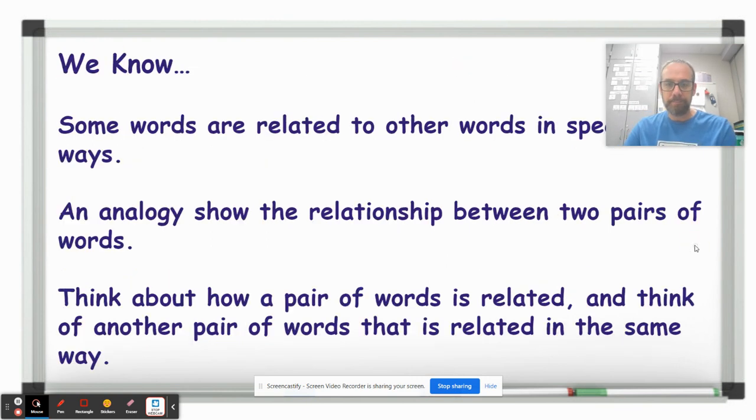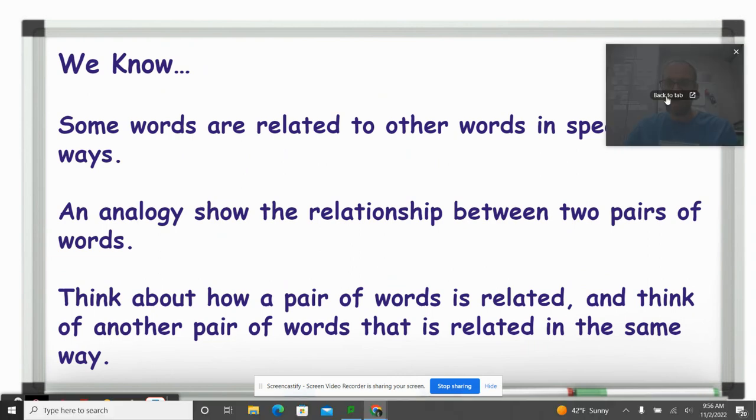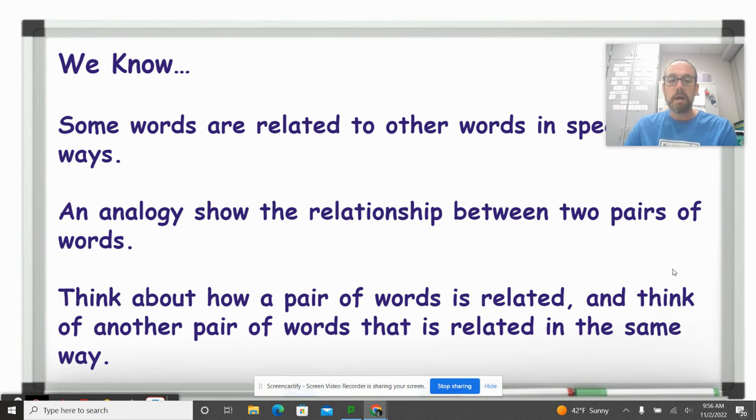So, all right. And this is just a reminder that analogies are a relationship between two pairs of words. Sometimes those words are related, such as synonyms, or they can be the exact opposite. They can be antonyms. But the relationship between the first set of words is the same relationship as the second set of words.